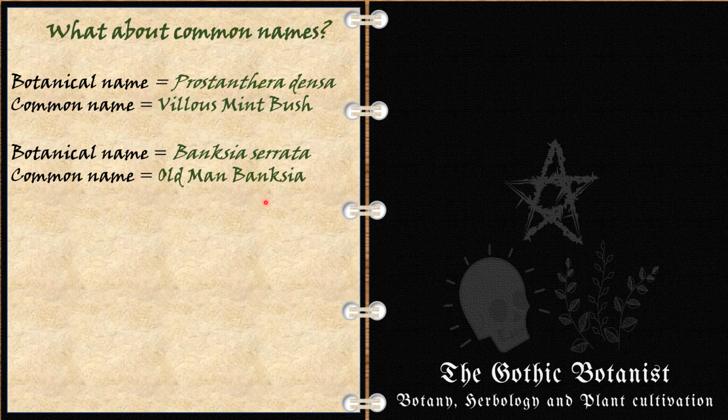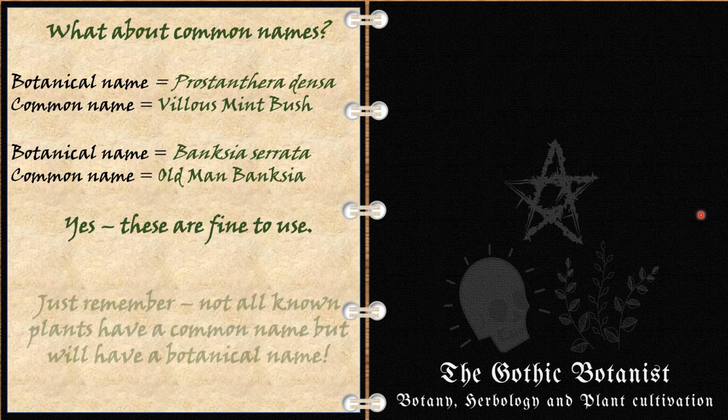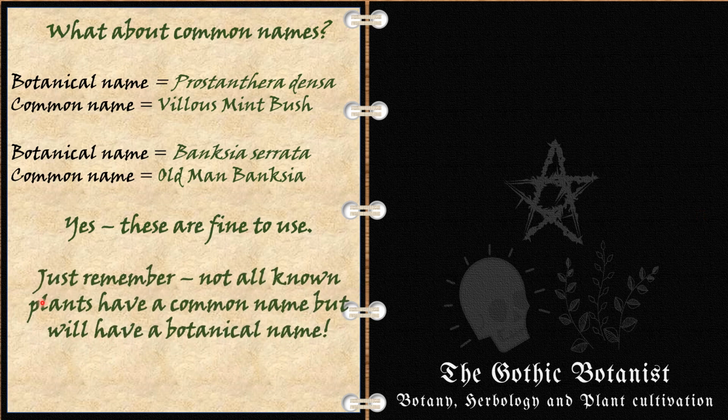If you want to write an article or maybe a report or an assignment, if you want to say at the start that I'm talking about Prosanthera densa, the Abilis mint bush, and if you want to refer to the plant as Abilis mint bush for the rest of the article, that's not a problem. I don't have a problem with that. So these are fine to use. All I say to people is just remember, not all named plants will have a common name, but they will have a botanical name or a scientific name.